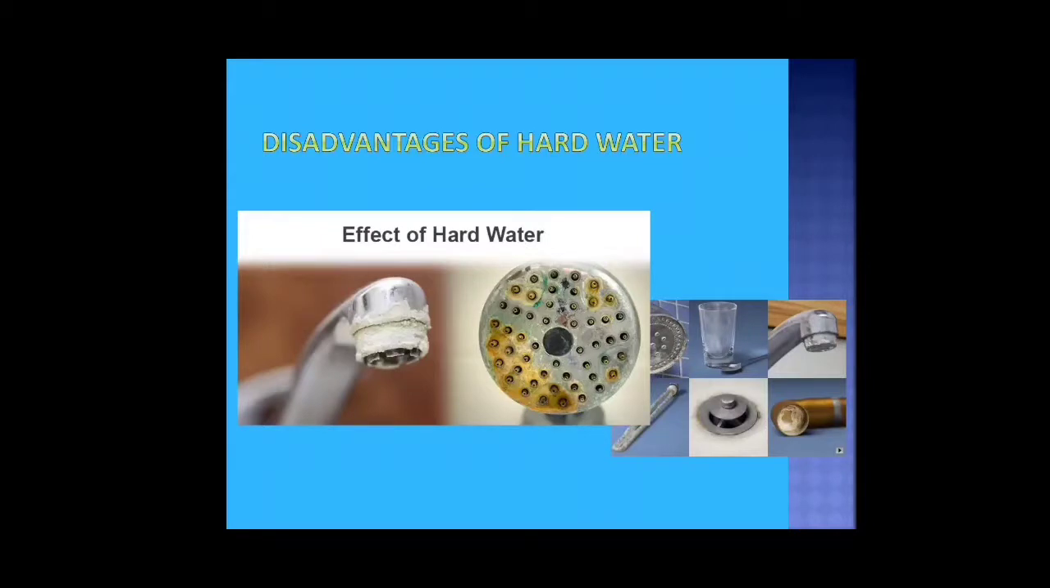Disadvantages of hard water. Now you can see on your screens that these are the images of taps or showers or different other household items which get spoiled or corroded over a period of time due to presence of hard water. What happens? A layer forms on top of the surface. So it takes away the shine of the particular metal. It takes away its luster. Not only that, the surface starts getting eroded.